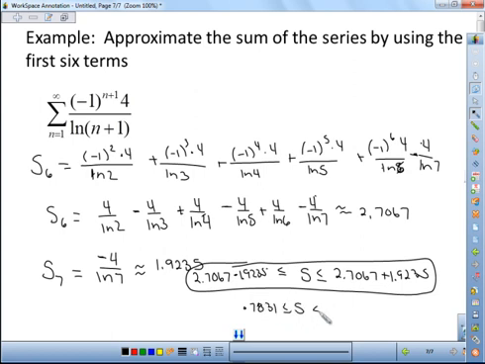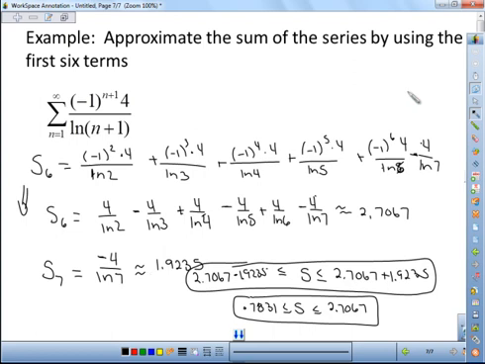So my sum is going to be somewhere between 0.78 and 2.7067. So this is not a very accurate sum. So in order to get it more accurate, we would have to use more terms. The more terms we use, the more accurate my sum is going to be. So we can get an error sometimes of less than 0.01.